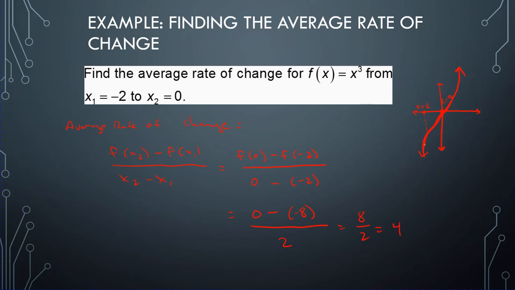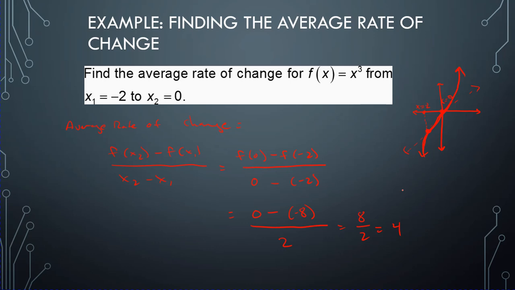So really what's going on here is, look, this graph is changing. It's a polynomial function. But if you were to draw a straight line between those 2 points, here and here, the slope of that line would be 4. And that's what it's saying: the rate of change of the cubic is not constant, but the average rate of change from -2 to 0 is 4.